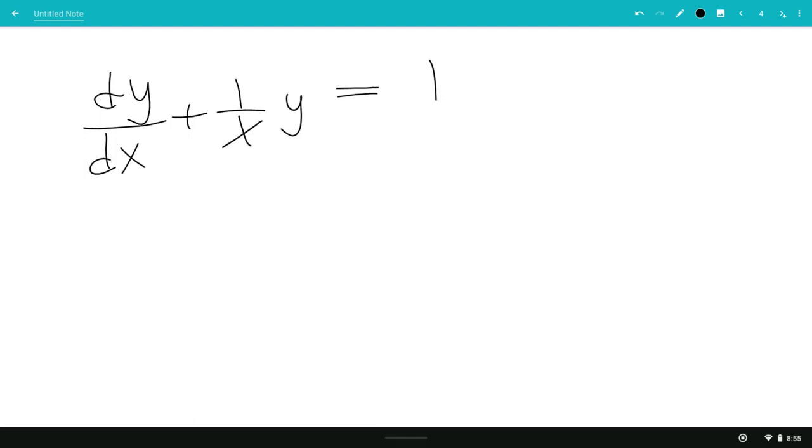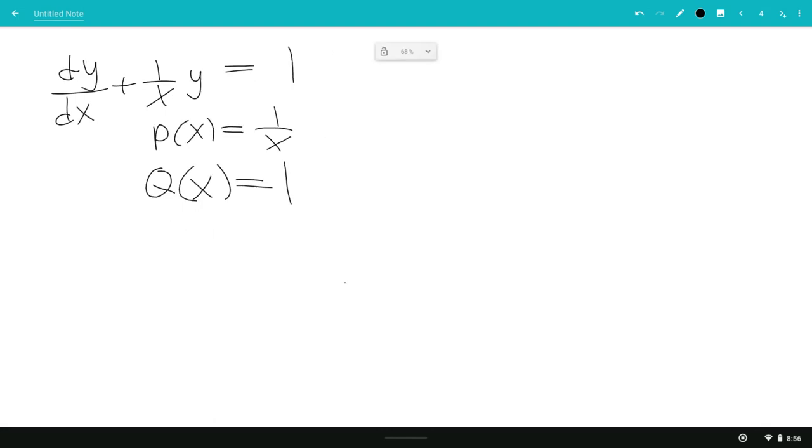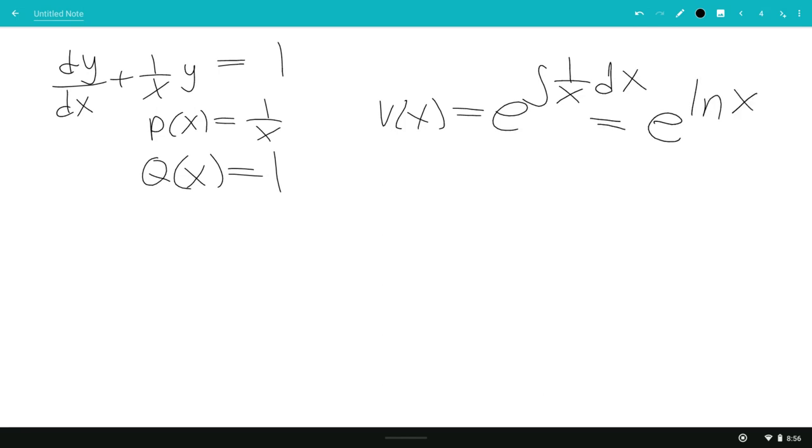Now we're going to look at an example. Let's say dy/dx plus 1 over x times y equals 1. So p of x is 1 over x, and q of x is 1. We're naming our variables. So v of x, which we're going to multiply both sides by, is e to the integral of 1 over x, p of x dx. This will be e to the natural log of x. So v of x equals e to the ln of x, which is just x.